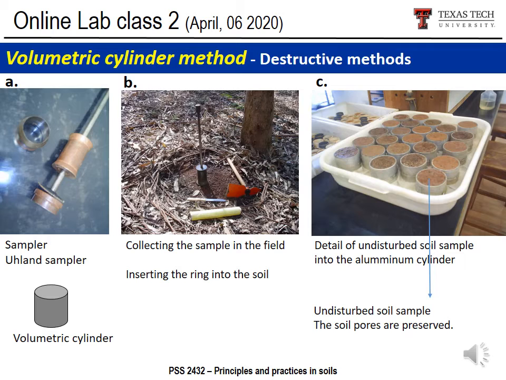The sampler will help you to insert the cylinder into the soil, as you can see in figure B. After you insert the cylinder into the soil, you must remove the soil around it and collect the cylinder and bring it to the lab. Okay? In figure C, you can see undisturbed soil samples.